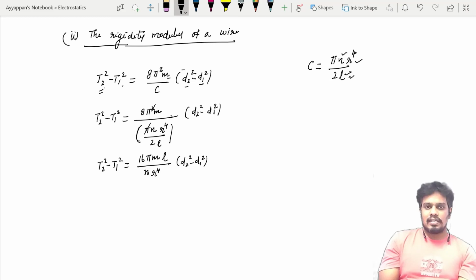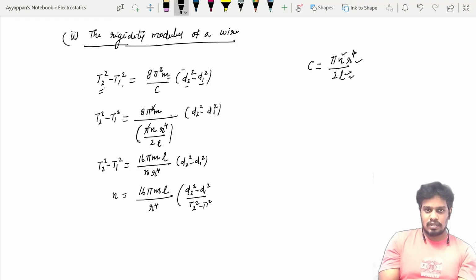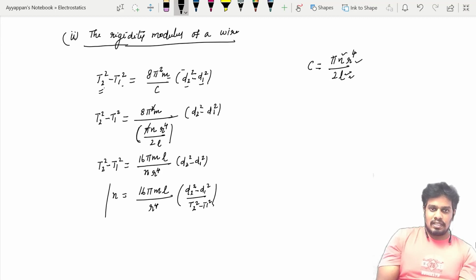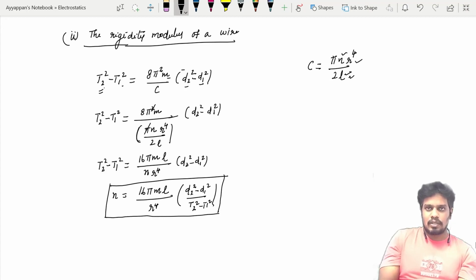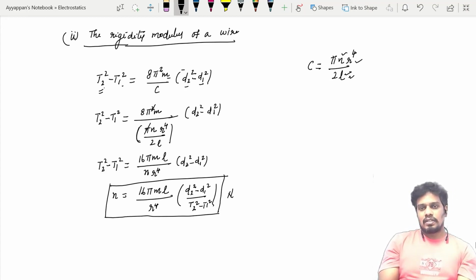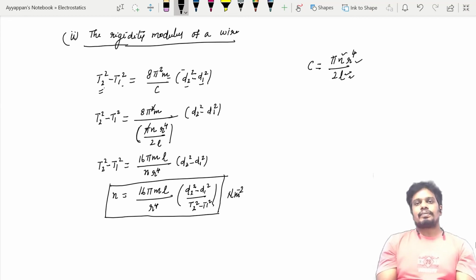Now, if you want to calculate the rigidity modulus, you can bring it to one side, then push this T2 square minus T1 square to the other side. It will give n equal to 16 pi m L divided by r power 4, into the numerator d2 square minus d1 square, and the denominator will be T2 square minus T1 square. This is the way you can calculate the rigidity modulus of the given copper or brass wire. Here the rigidity modulus unit is Newton per meter square.